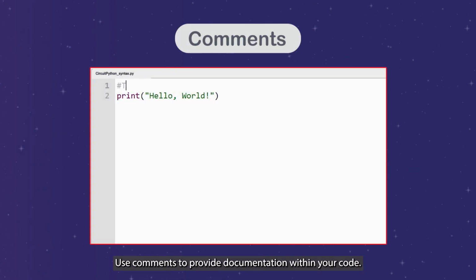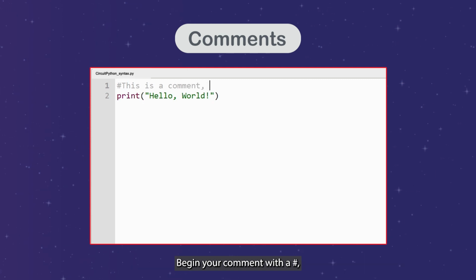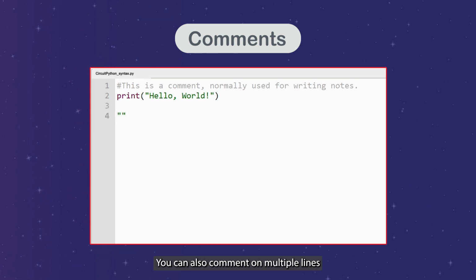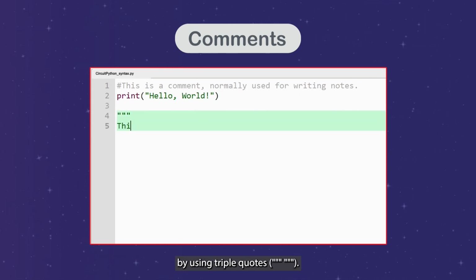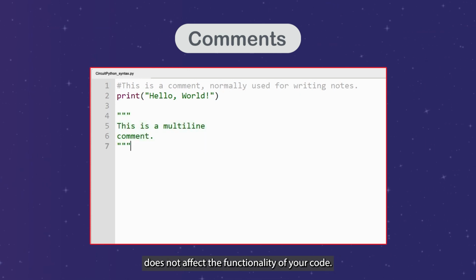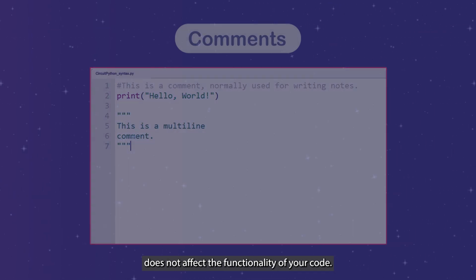Use comments to provide documentation within your code. Begin your comment with a hashtag, and Python will interpret the remainder of the line as a comment. You can also comment on multiple lines by using triple quotes. Note that writing comments within your script does not affect the functionality of your code.